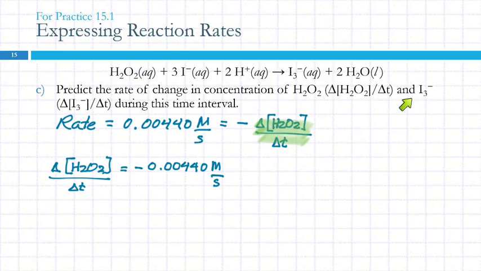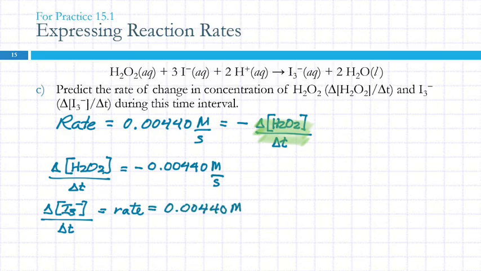What about the rate of change of our I3 minus? It's going to equal the rate, right? We've done all this writing everything out. Let's just skip it this time. So the rate is going to equal, this is a product, so the change in this over the change in time. Well, that's the thing that we're trying to find. So delta I3 minus divided by delta T is equal to the rate, which is 0.00440 molarity per second.